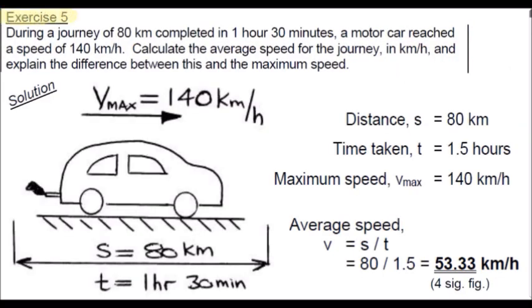Exercise 5 solution. So distance travelled is 80 kilometers. Notice the time stated in the question is 1 hour 30 minutes. That's been converted into decimal here, 1.5 hours. So to calculate the average speed, symbol V, is simply S divided by T. So the average speed calculates to be 53.33 kilometers per hour to 4 significant figures.